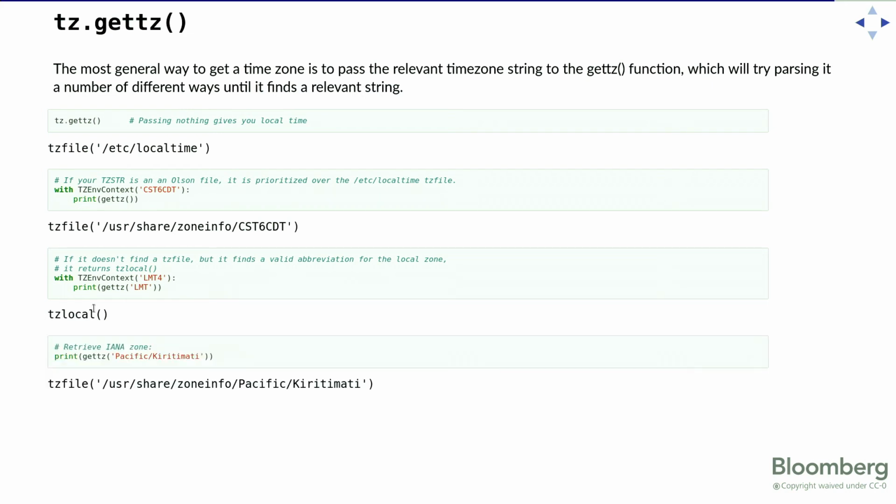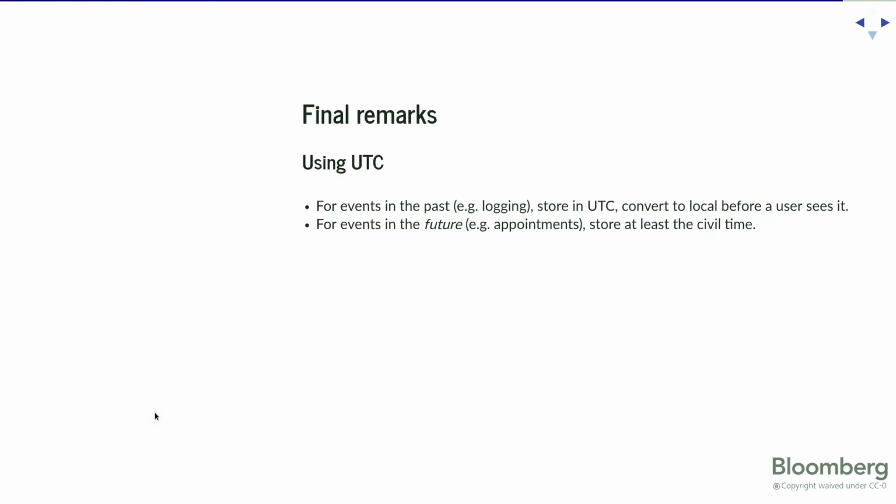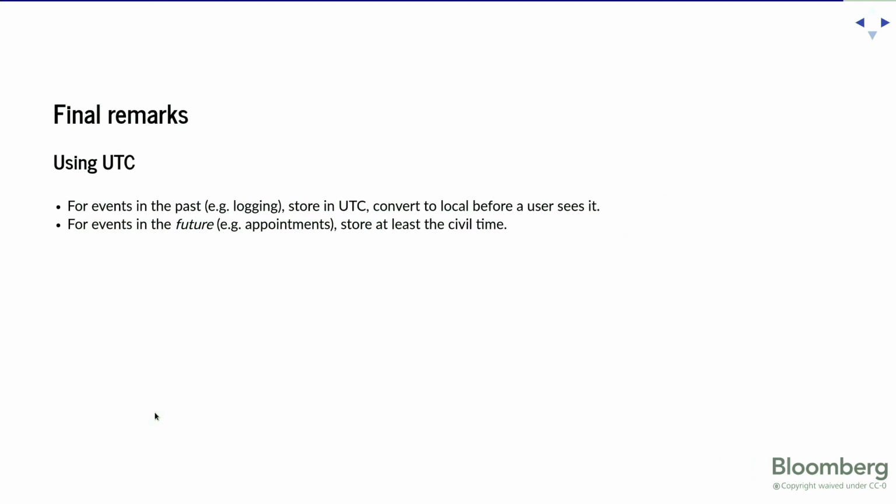If you pass it an IANA zone, it'll pick up the correct location there. And even if you give it a time zone string as you would pass to your local time zone, that will also create an object. This is the tz string time zone I talked about earlier, but that's what it'll get. And there are more. If you look at the documentation, to the extent that it's any good, you can find it there. All right, so I guess we're on to my final remarks.